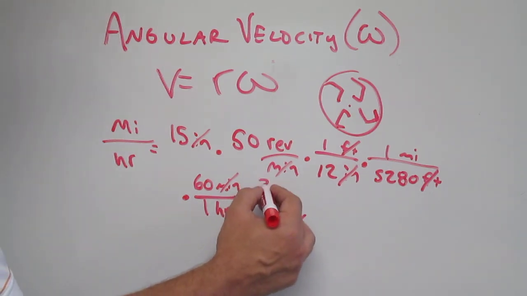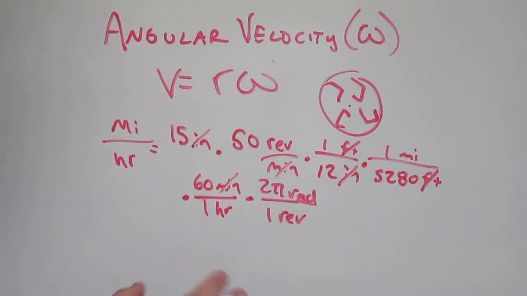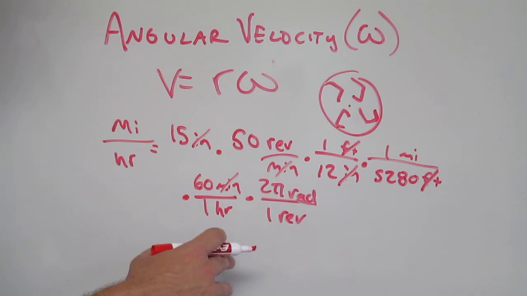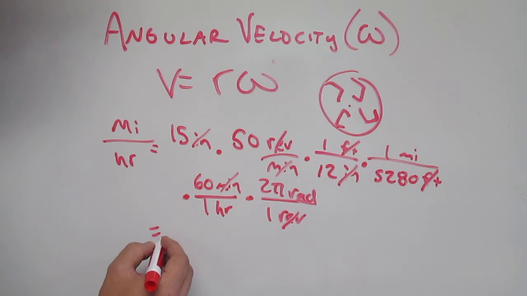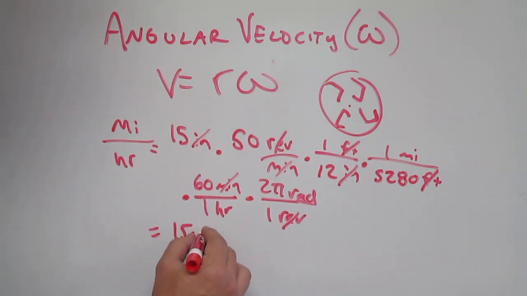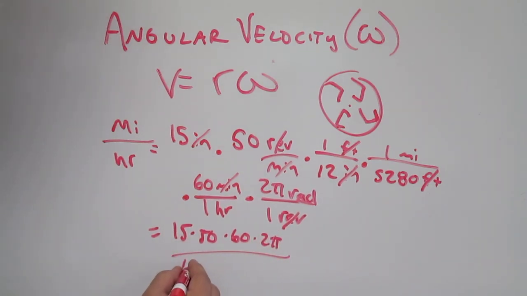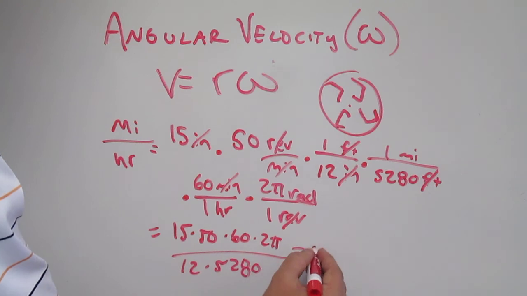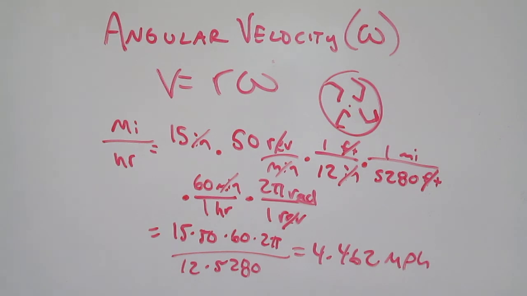What's 1 revolution? The answer is that it's equal to 2 pi radians. And you say, well, now we're just in radians. But again, remember I told you before that radians is the default. Radians kind of comes and goes as you need it. So the revolutions would cancel. Basically I would have a problem that would end up doing 15 times 50 times 60 times 2 pi, all divided by 12 times 5280. And when I do all that work, I end up with 4.462 miles per hour. So that's how you convert from angular velocity to linear velocity.